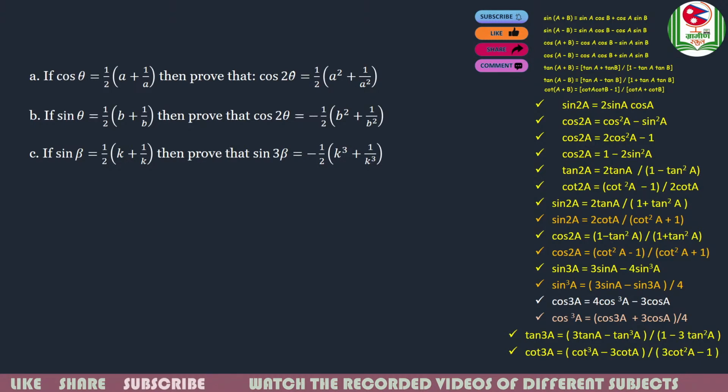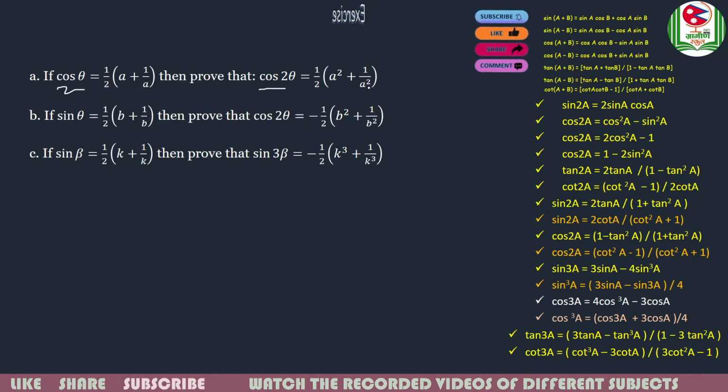So how will we prove these all? We don't have to do anything. Just the value of cos theta is given here. And we have to prove cos 2 theta equals 1 by 2 into a square plus 1 by a square.